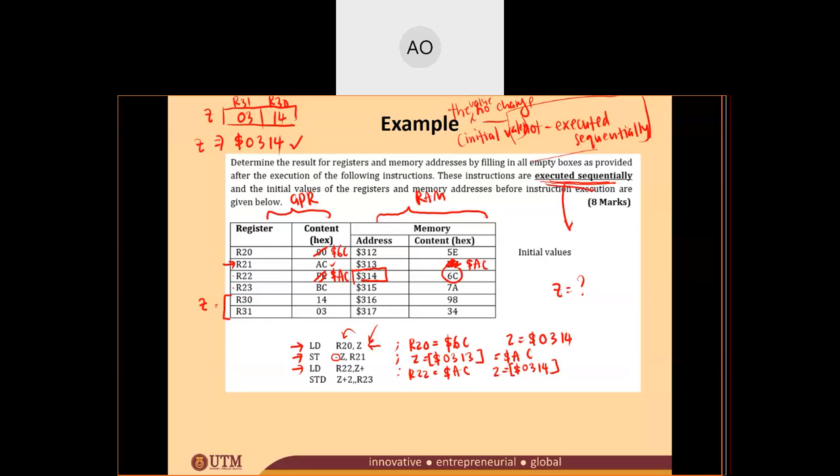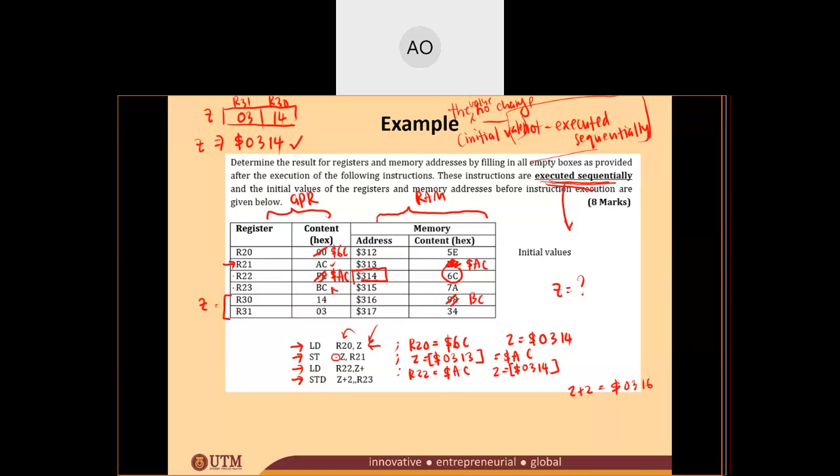STD Z plus 2, R23. What happened here? You're going to store value from R23 to the location that is pointed to by Z plus 2. So what is the location pointed to by Z plus 2? What is your current Z? Z points to the address 314. Right? So you plus with 2. So now Z points to 316. So you take R23, which is BC, and then store to location 316. So this one here becomes BC.